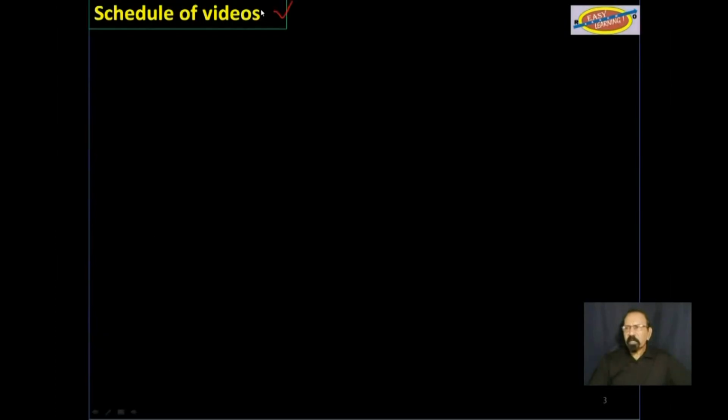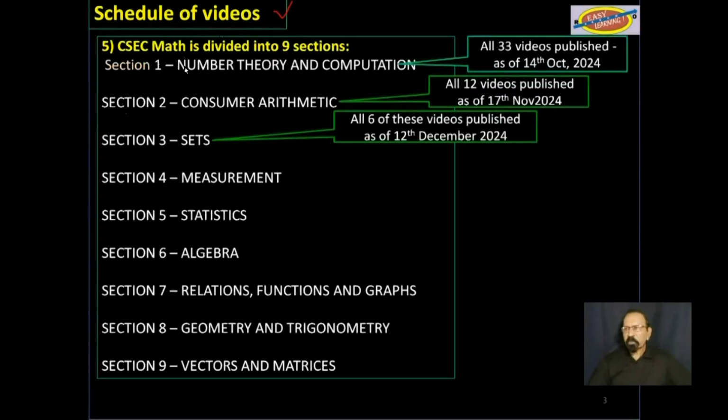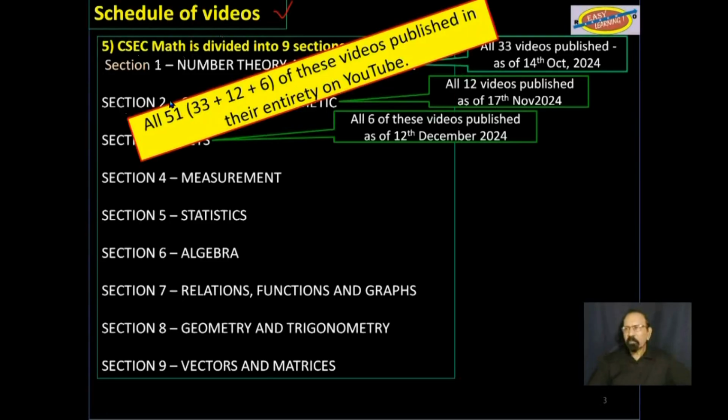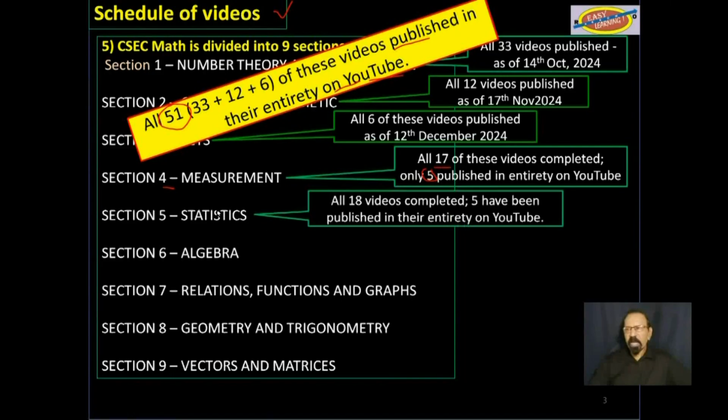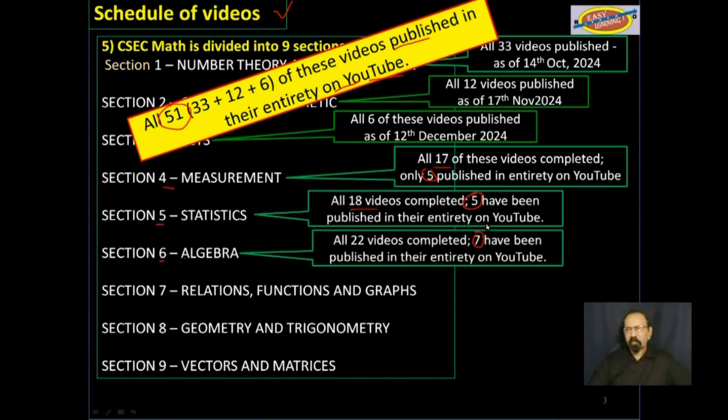Schedule of videos, as you already know, these first three sections here, all 51 videos have been published in their entirety on YouTube. For section 4, 5 of those 17 have been published on YouTube in their entirety. Section 5, statistics, 5 of those 18 have been published in their entirety. And for section 6, algebra, 7 of those 22 have been published in their entirety.